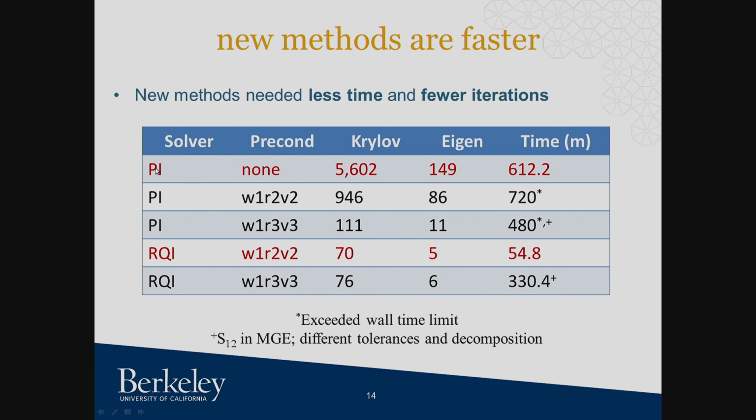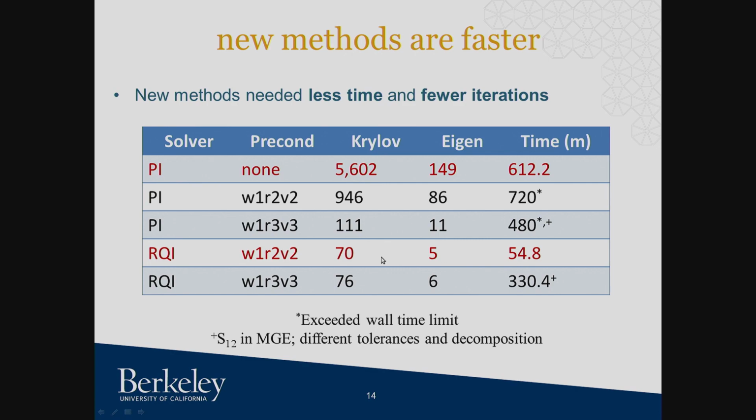So when we used power iteration without any preconditioning, it took 600 minutes on 140,000 cores. And when we added preconditioning to power iteration, that was a bad idea. Don't do that. That preconditioner did not help power iteration at all. But when we did Rayleigh quotient iteration with our preconditioner, it was much faster and took many fewer iterations. So I was really happy.